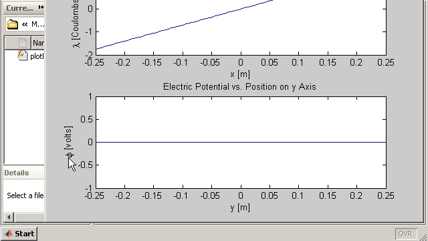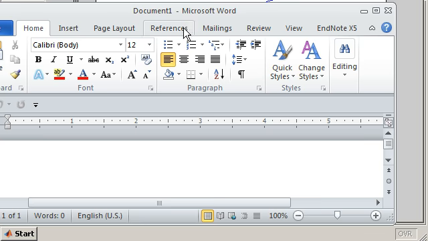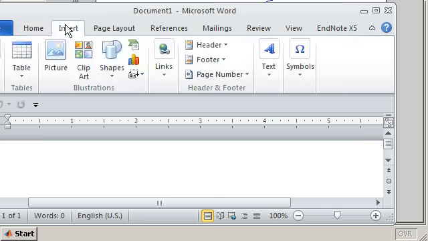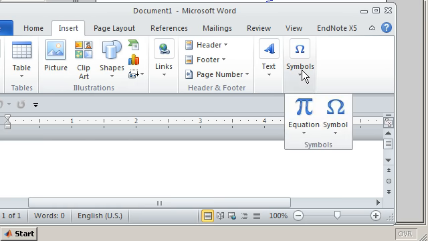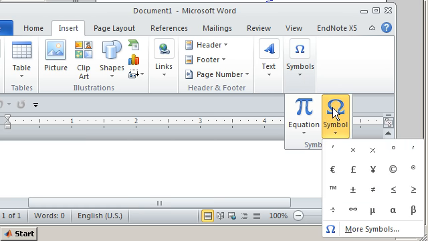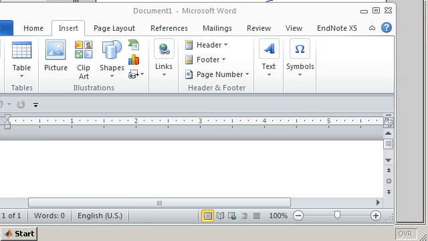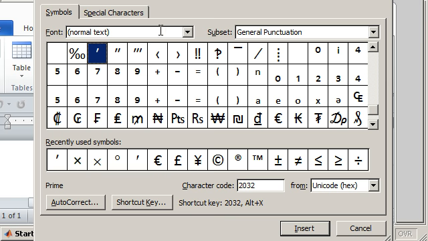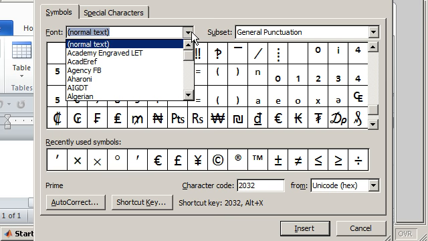So it looks like one of those phi's. I want to try, see if I can find the other one. Electric potential versus position on the y-axis. Alright, I'm actually going to fire up Word. And this is how I'm going to try to find it. I'm going to go Insert, Symbols, and see if this thing will give me the name of it. I want to get to the symbol font.